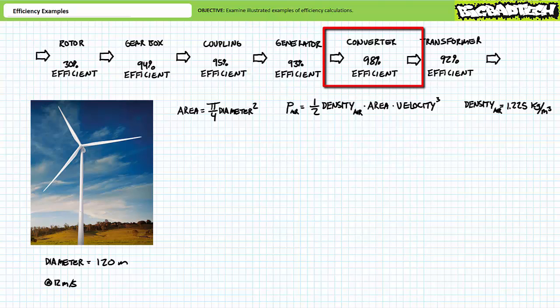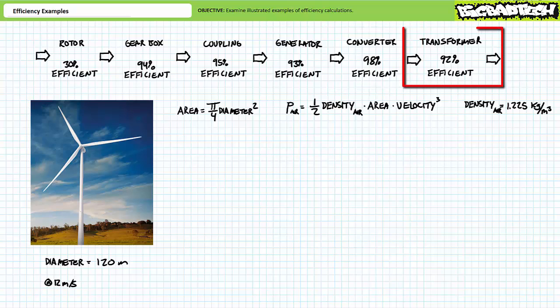The output of the generator is fed to a converter that cleans up the power to ensure it's grid compliant and suitable for export. The converter stage is known to be 98% efficient. Finally, the output of the converter is fed to a transformer that steps up the voltage to ensure it's suitable for transmission. The transformer stage is known to be 92% efficient.